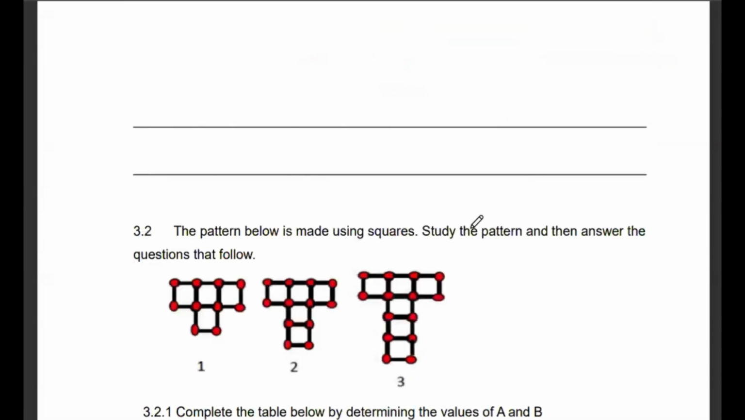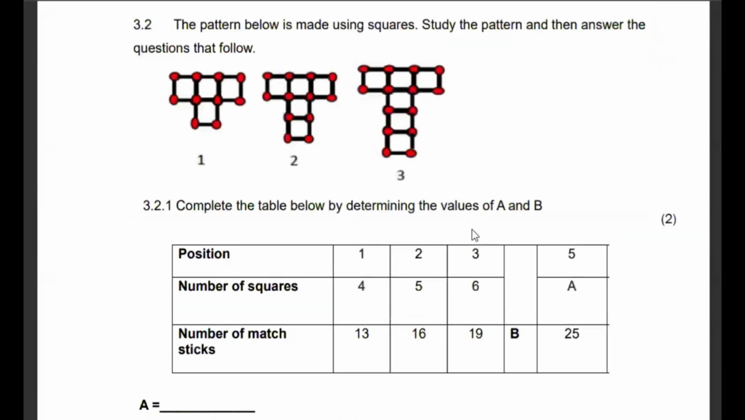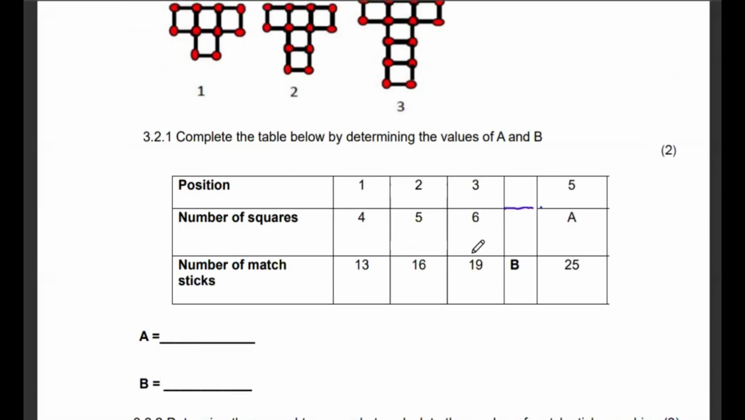All right, then 3.2, the pattern below is made up using squares. Okay, we need to answer the questions that follow. Okay, let's see. Is there something that is missing here?